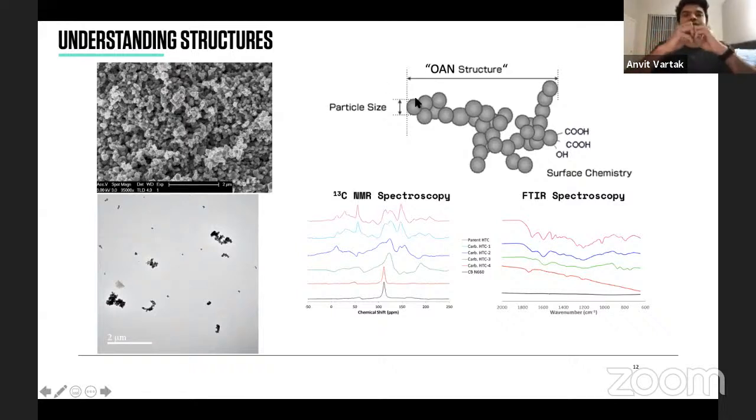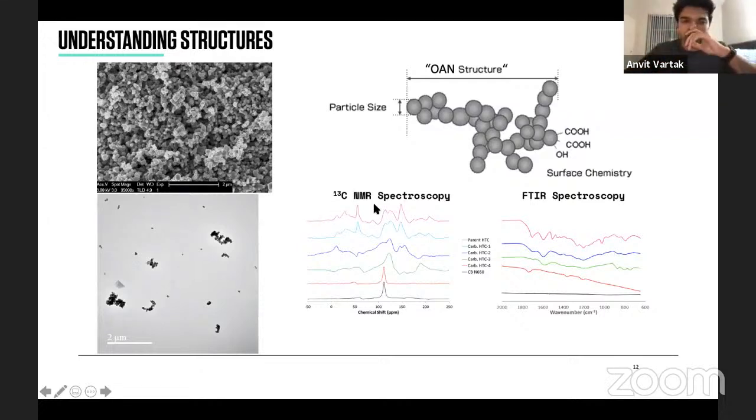And when these individual particles get chemically bonded to each other, they start forming an aggregate, and it can look like this. An aggregate is then defined by its OAN structure. OAN is oil adsorption number, the technique that defines how long the chain of these particles is that we are talking about. And surface chemistry, like what are the different functional groups that exist in your particle. All these different functional groups, you can find out about by these spectroscopic techniques.